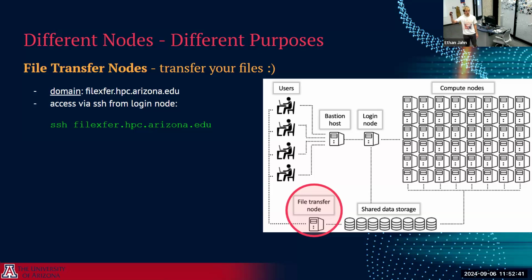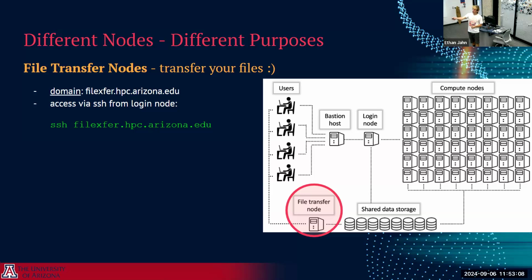So in this example, what we're talking about is if I have already SSH'd onto the HPC and I'm on my login node, from there, I can type this command, SSH filexfer.hpc.arizona.edu. And that will allow me to access the file transfer node. And then from there, if I have some data that I want to download, I can go download it and save it to my directories.